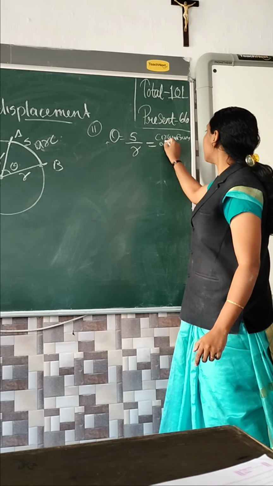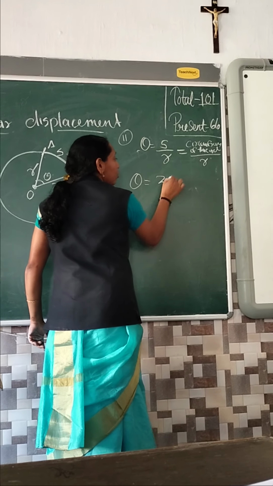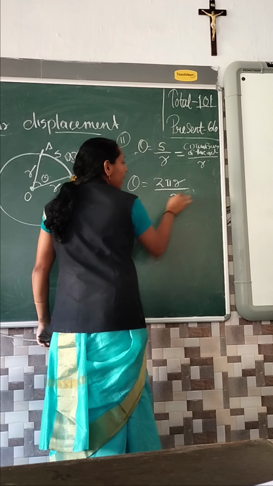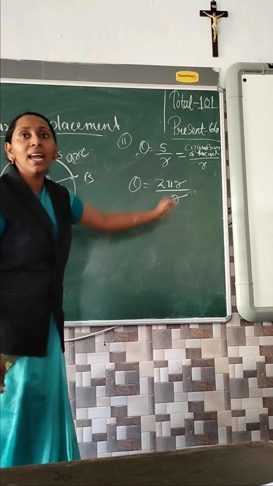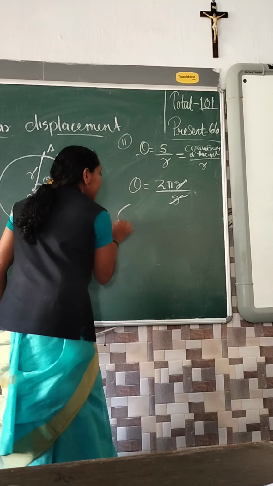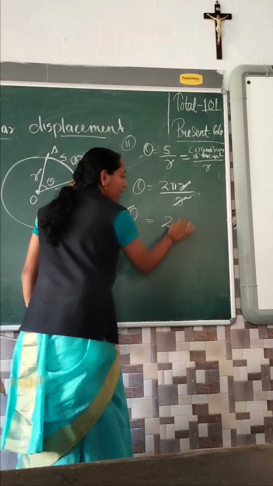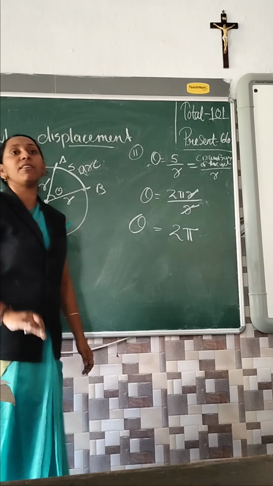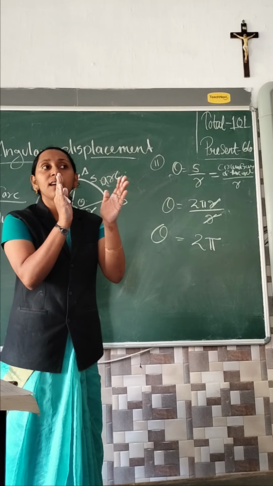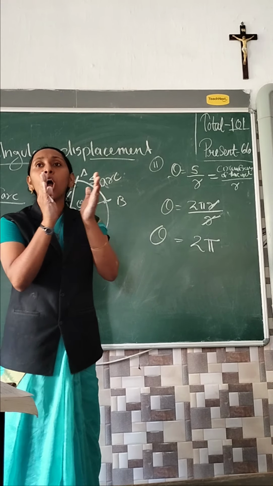Circumference of the circle divided by radius. So theta equals 2 pi r divided by r. R will be cancelled, so you should get theta equal to 2 pi. Don't write now, just listen, everyone. Next, we move on to the next new topic.